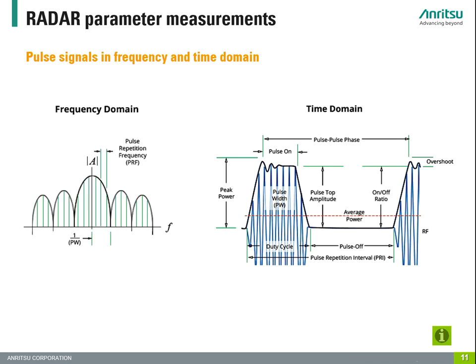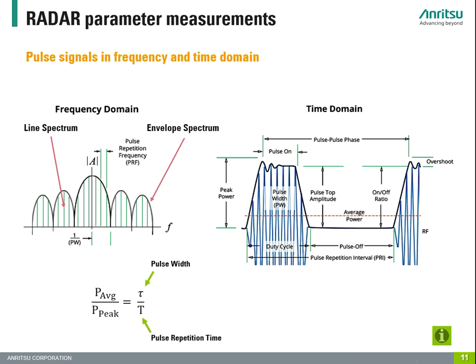In the frequency domain, a pulse has theoretically an infinitely broad spectrum. Depending on the spectrum analyzer setting, we can differentiate a so-called line spectrum and a so-called envelope spectrum. From here, we can also deduce the basic pulse parameters of pulse duration and pulse repetition frequency. The relationship of average power to the peak power is equal to the pulse duration over the pulse repetition interval. This relationship is also called duty cycle.